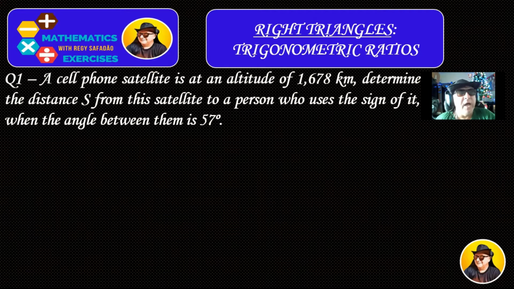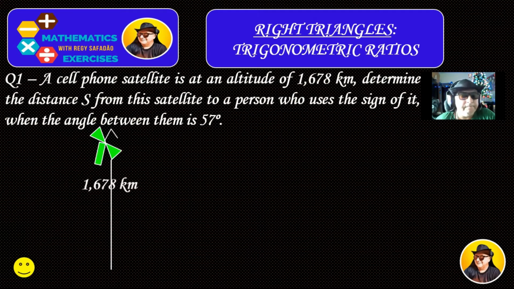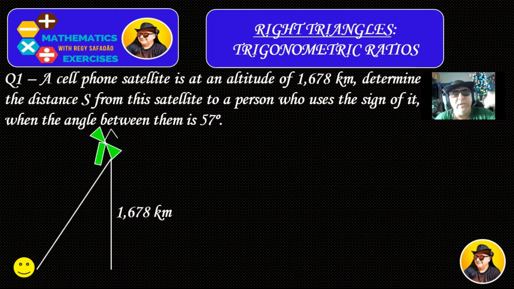See. Question 1. A cell phone satellite is at an altitude of 1,678 kilometers. Determine the distance from this satellite to a person who uses the signal of it when the angle between them is 57 degrees. Let's see. Okay, so this is a person, a user. The satellite is up there in the sky. The altitude of the satellite is 1,678 kilometers, and we want to know the distance between the satellite and the user. This is S.